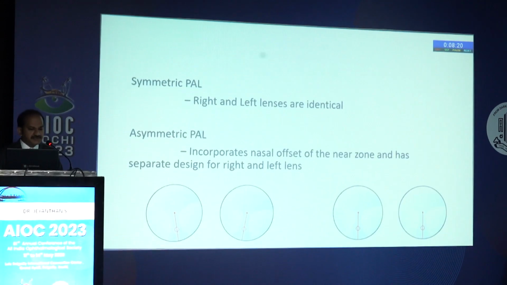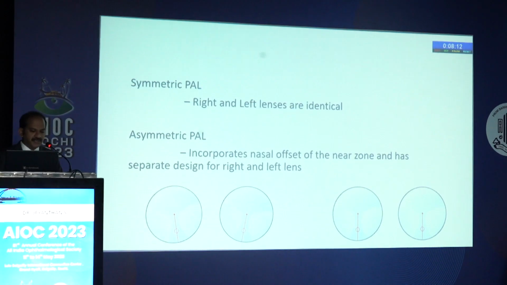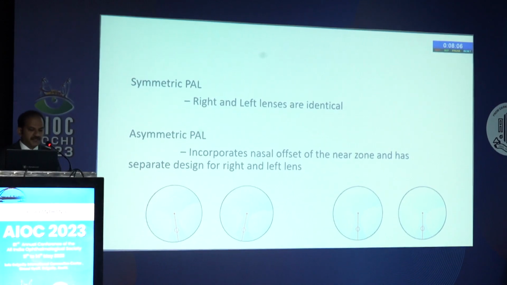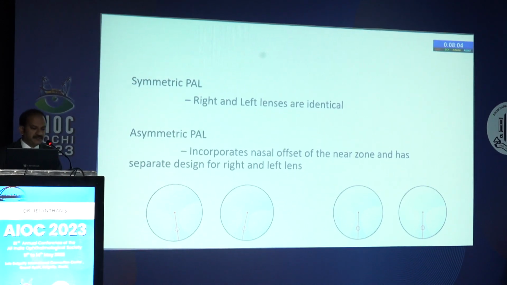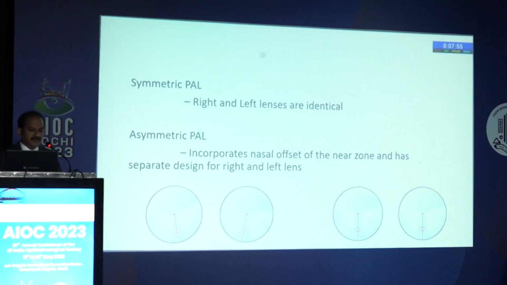Coming to the symmetric and asymmetric, in a symmetric, we have the right and left lenses that are identical. Basically, the center point of the distance corresponds to the center point of the near. What we need to do is slightly rotate the lens. So by doing this, there will be a lot of distortion on the nasal part. To overcome this, we came up with the asymmetrical progressive addition lenses, which incorporate a slight nasal offset of the near zone and have a separate design for the right and left lenses.